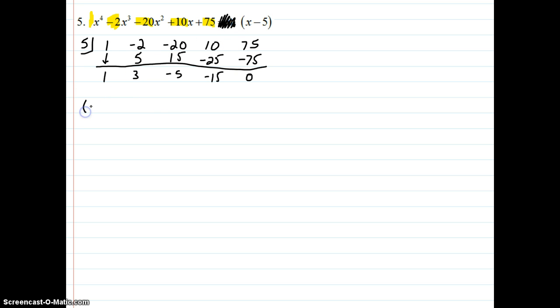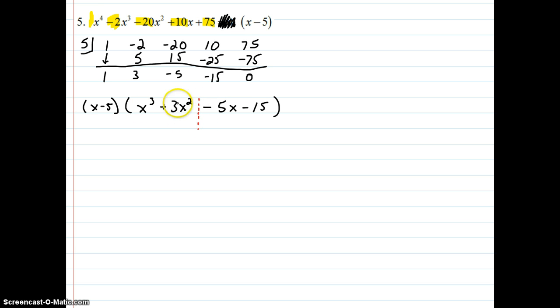And so now we're going to rewrite it. Right now this is x minus 5. That's from this. Now we'll rewrite this one. So this was x to the 4th, so we go 1 less. It's going to be x cubed plus 3x squared minus 5x minus 15. And so now we want to look at this and see, can we keep factoring? It doesn't have a GCF, so let's see if we can cut it in half and factor by grouping.